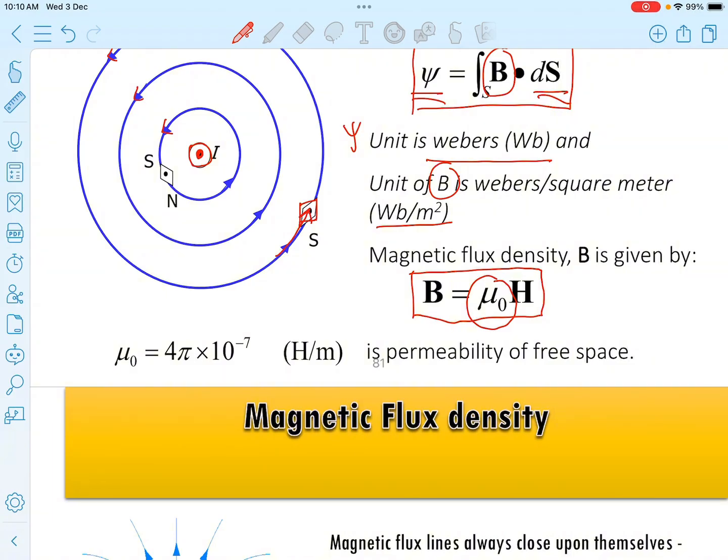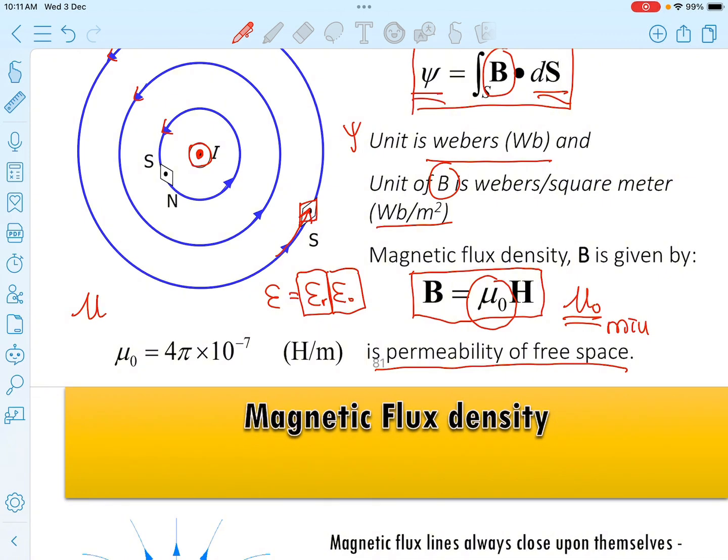When it is mu naught, this is mu, I can pronounce this as mu naught. When it is mu naught, it is representing the permeability of free space. Just like we did for permittivity, if you want to know the permittivity of a material or a medium, we have to multiply the relative permittivity with the permittivity of free space. It is the same thing over here. If I want to know the permeability of a medium, I have to multiply the relative permeability of the medium with the permeability of free space.